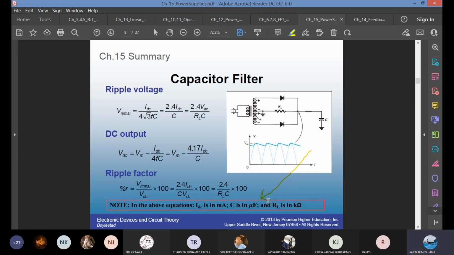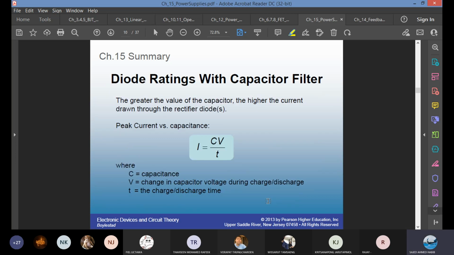The larger the value of capacitor, the better the action of filtering, which means the ripple will be less. But if you try to do that, remember from this equation, if you increase the capacitance, you will also increase the current that will pass through the diode rectifier before. You can burn the diode if you do not follow the maximum current rating.